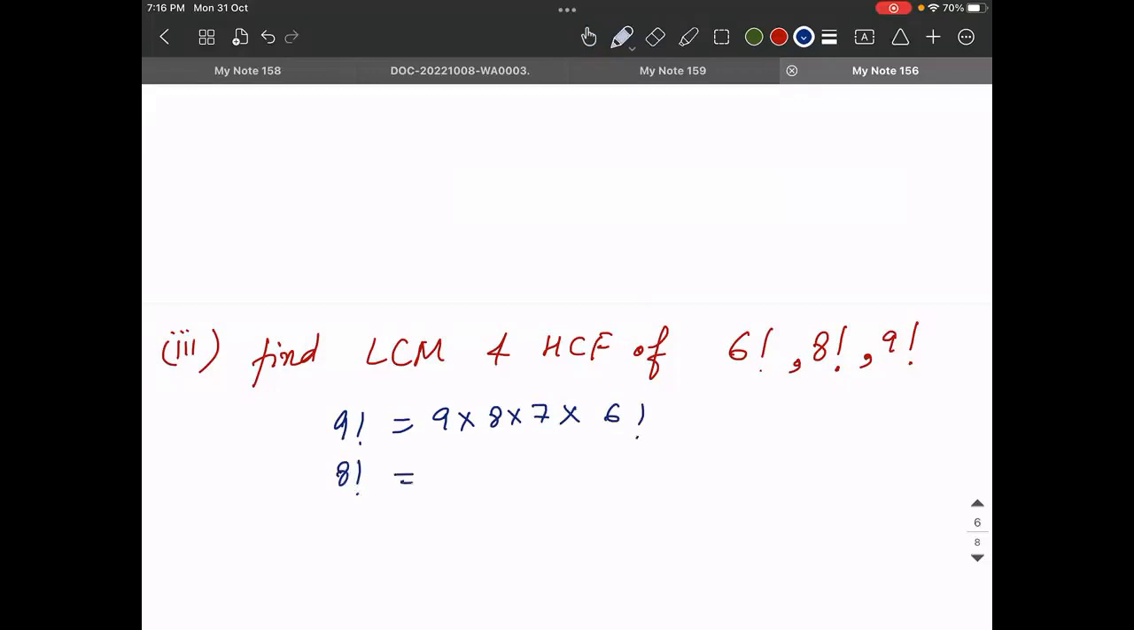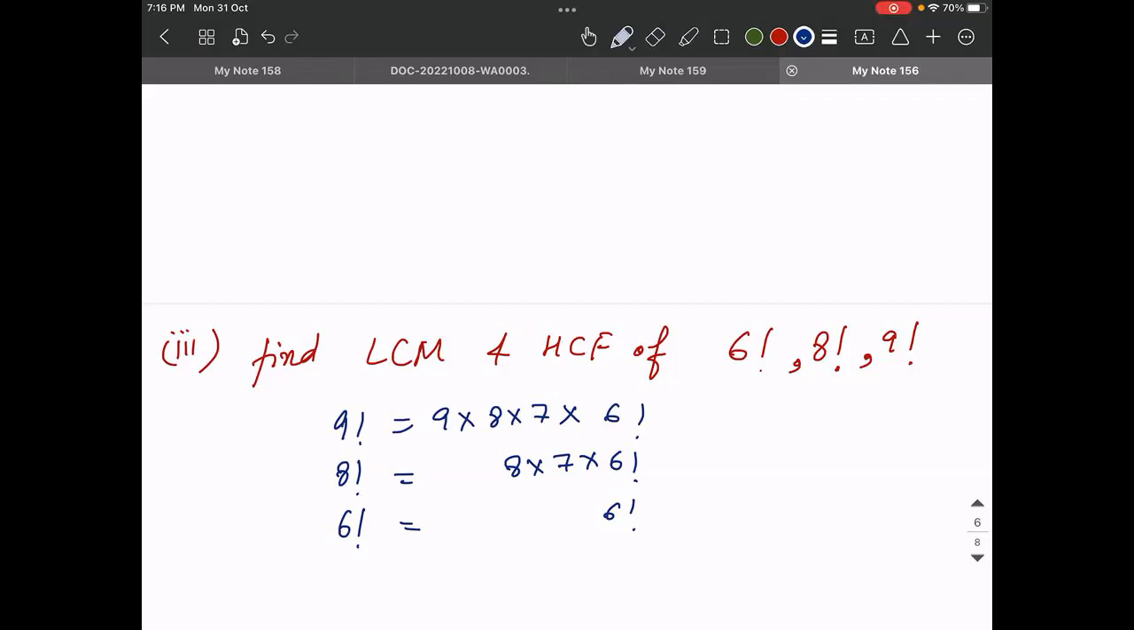8 factorial, how will you write? 8 into 7 into 6 factorial. Now do it. I think now you can do it. And 6 factorial, right? So let's write like this. Now I think you can solve it. HCF is 6 factorial, okay. And LCM is 72, okay.